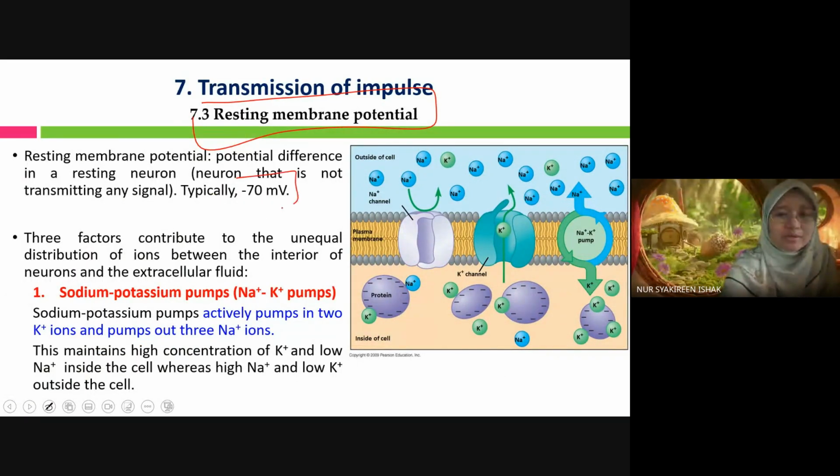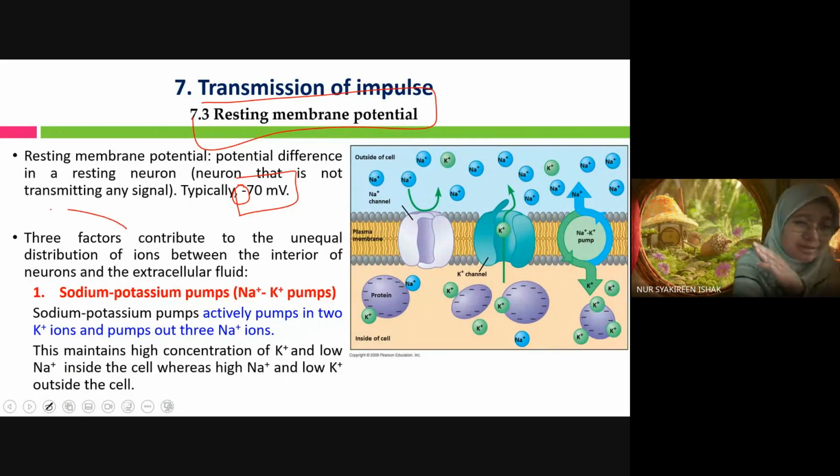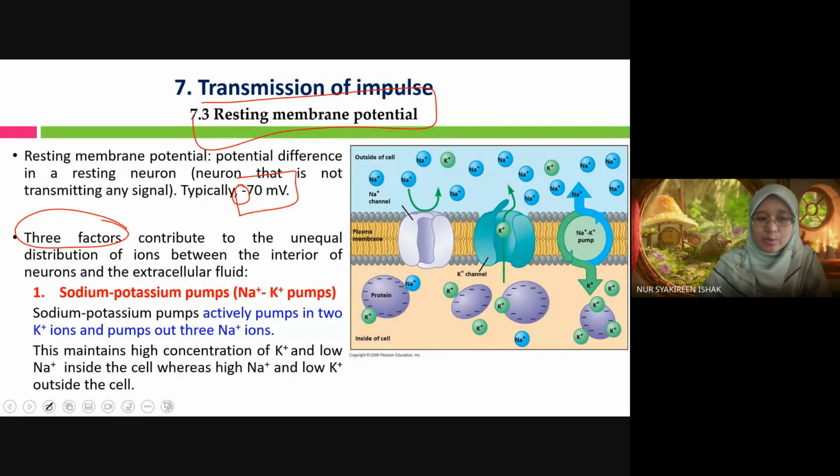negative 70 millivolts. Okay. So there are three factors that contribute to the maintenance of the resting potential at negative 70 millivolts. You always have to put the negative symbol. Negative, if you leave it out, it becomes a wrong answer. So negative 70 millivolts at the resting potential is contributed by three factors. Three factors contribute to the unequal distribution of ions between the interior of the neuron and the extracellular fluid. So the first one is the presence of the sodium potassium pump along the axon.